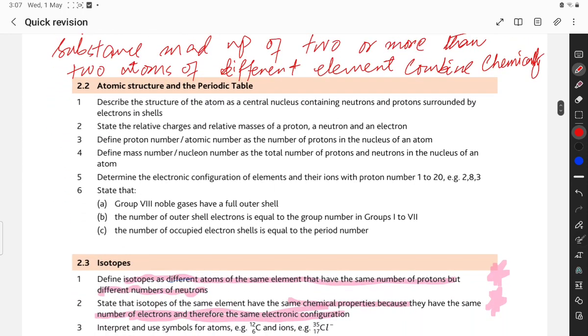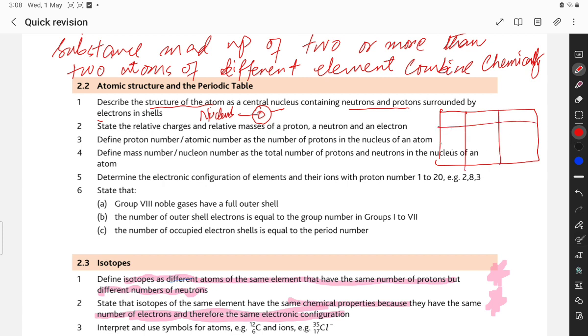Now next, in the context of atomic structure and the periodic table, describe the structure of the atom. You should know the structure of the atom: this is the nucleus, and this is the shell. In the nucleus, protons and neutrons are present, surrounded by electrons in the shell. This is very important to know the relative mass of the particles: proton, charge, and relative mass.